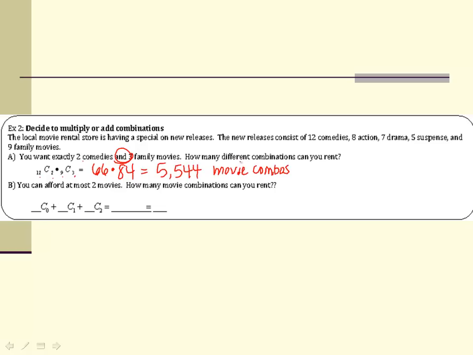I'm just going to shorthand this for a minute, but this is the idea. If you see the word and, you should be thinking about multiplying. If not, then you should be thinking add. The words I'm looking for are at most. At most means I could have 0 movies, I could have 1 movie, or I could have 2 movies. Now the question is, how many total movies do I have to choose from? If I go back up to the top, I take 12 plus 8 plus 7 plus 5 plus 9, and you end up getting 41 movies. So out of the 41, I could decide I don't really like any of them, so I'm not going to pick any.